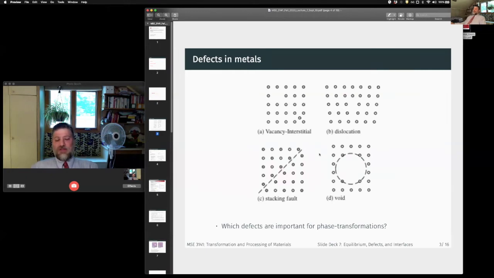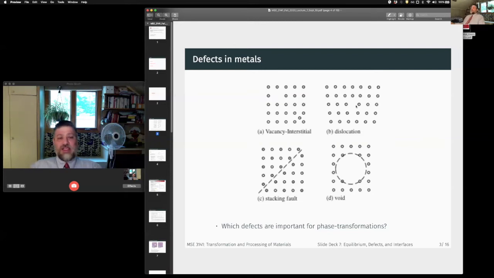We'll talk about defects in ceramics in just a little bit. And then when we talk about polymer solutions, we'll also talk about defects in polymers briefly. But in metals, we have a couple basics, right? We have either vacancies where we're missing an atom on the lattice site, or an interstitial where we have an atom where it doesn't belong in between the lattice sites, right? And these are zero-dimensional point defects, right?